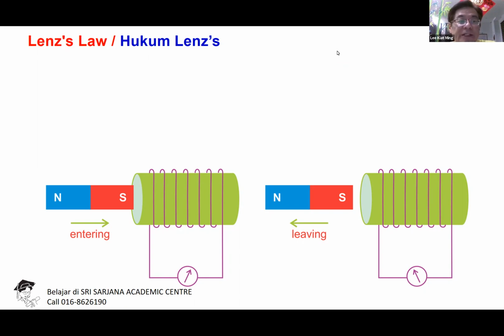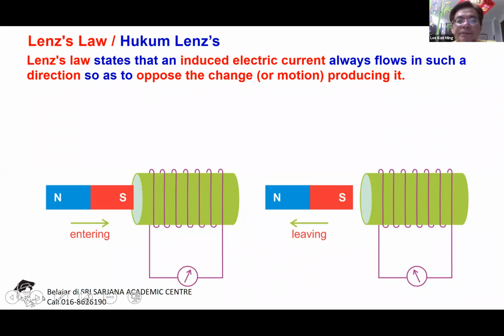We are going to look at Lenz's law from Form 5 physics. Hukum Lenz. Let's look at the definition first. We do it in English first. Lenz's law states that an induced current always flows in such a direction so as to oppose the change or motion producing it. So what does it mean?